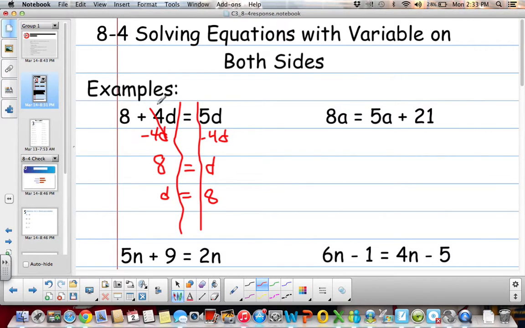Okay? And then if we put that back in, 8 plus 4 times 8, so 4 times 8 is 32, plus 8 is 40. 5 times 8 is 40, so then we know that it checks and it works.